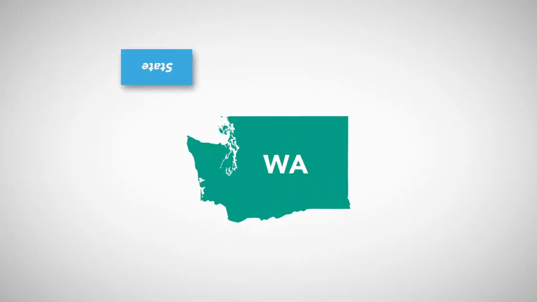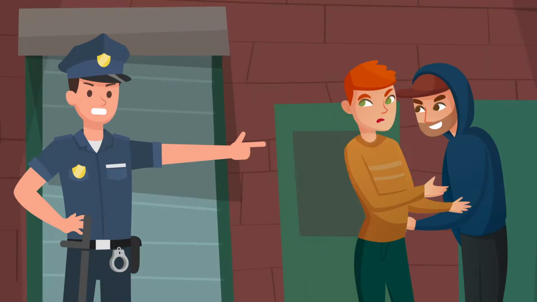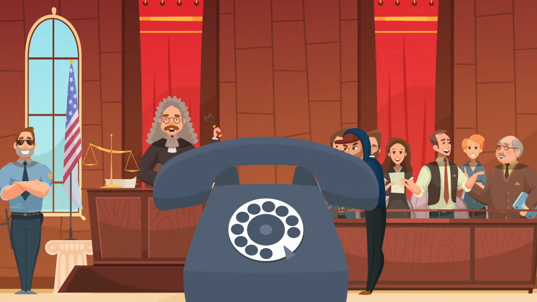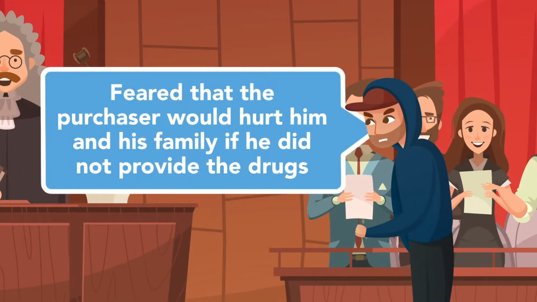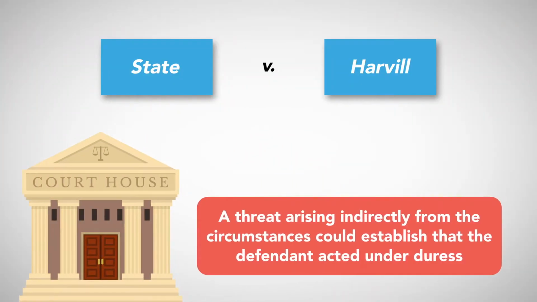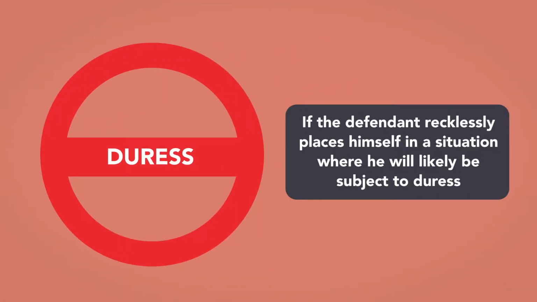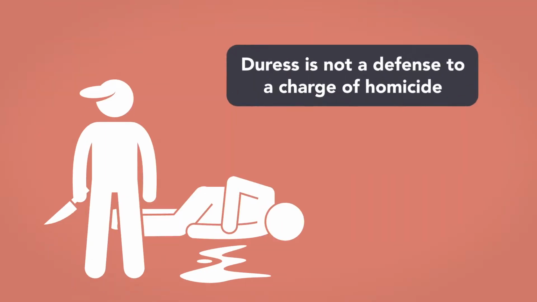In the Washington case, State v. Harville, the defendant was arrested for selling drugs. He testified that he received multiple aggressive phone calls from the purchaser, telling him to get the drugs. The defendant feared that the purchaser, who had a reputation for violence, would hurt him and his family if he did not provide the drugs. On appeal, the court held that a threat arising indirectly from the circumstances could establish that the defendant acted under duress. The defense is not available if the defendant recklessly places himself in a position where he would likely be subject to duress. Like necessity, duress is also not a defense to a charge of homicide.